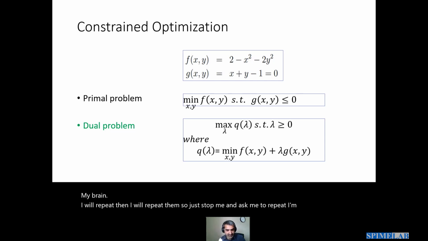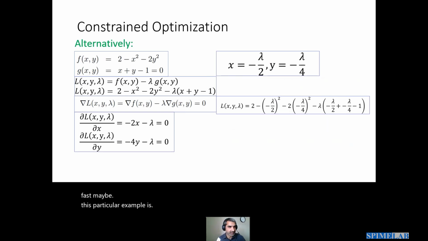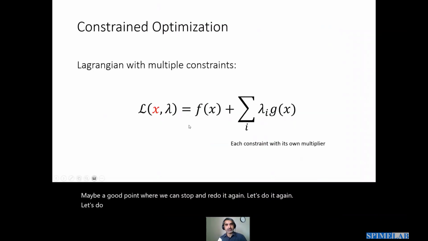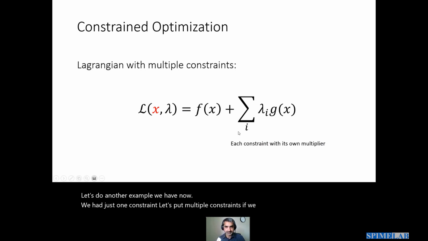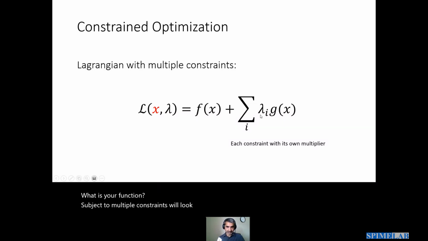I'm going a little fast maybe, but this particular example is maybe a good point where we can stop and redo it again. Actually, let's do another example. We had just one constraint. Let's put multiple constraints. If we have multiple constraints, the original function subject to multiple constraints will look like this. We will have many lambdas, one for each constraint. We will sum the multiplications, and Lagrangian says you will get the minimal x given those KKT conditions.